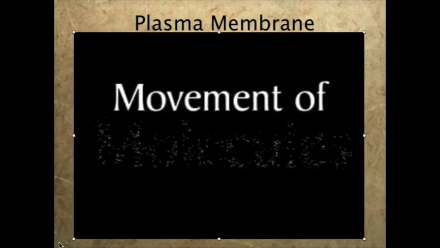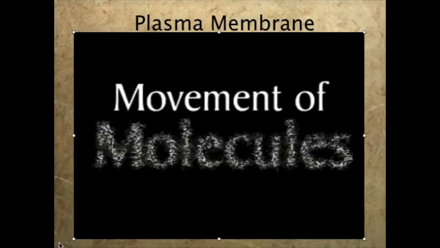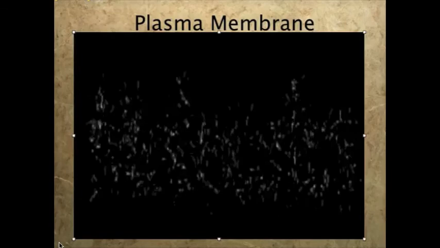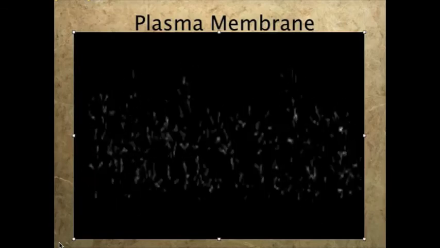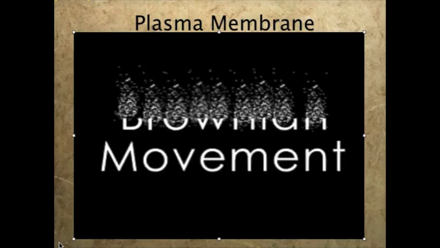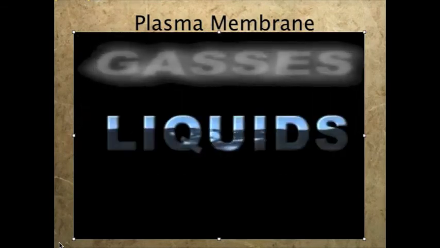Before looking at this movement through the membrane, it is important to understand the movement of molecules in general. Atoms and molecules are in constant motion. This random motion will disrupt the cluster rather than maintain it. This motion is referred to as Brownian movement. This motion is always present in some degree, in gases, in liquids, and even in solids.